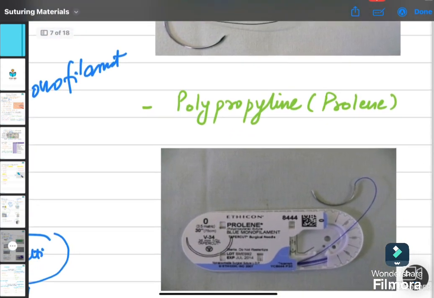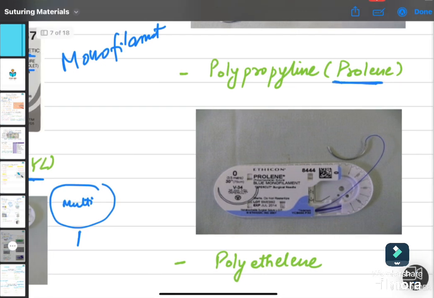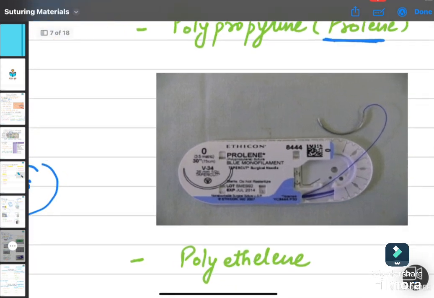Likewise, the second one is Prolene. You can see Prolene, the color of this Prolene suture material. It is blue monofilament. And again the 0 1, this is the size. So like this way.